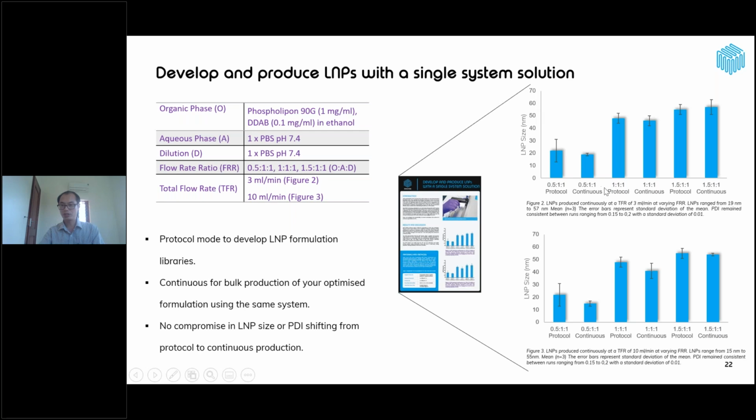In these figures, you can see the lipid nanoparticles produced continuously at a total flow rate of 3 ml per minute with changing flow rate ratio. The lipid nanoparticle size ranges from 19 nanometer to 57 nanometer. You can see there's no change between the protocol mode and continuous mode, so it's very consistent when moving from the optimization condition to production scale.